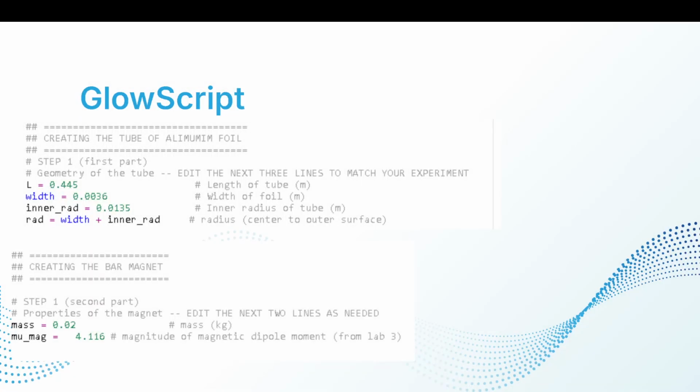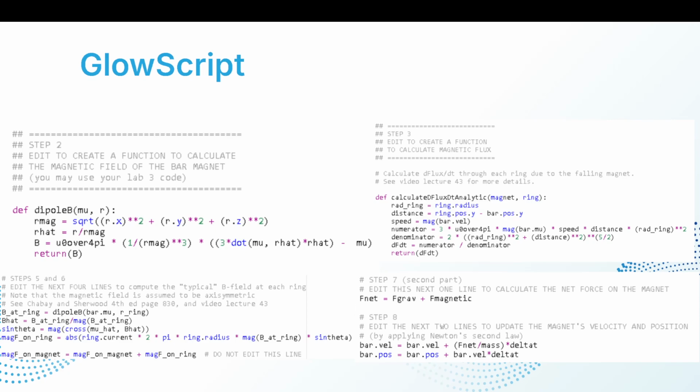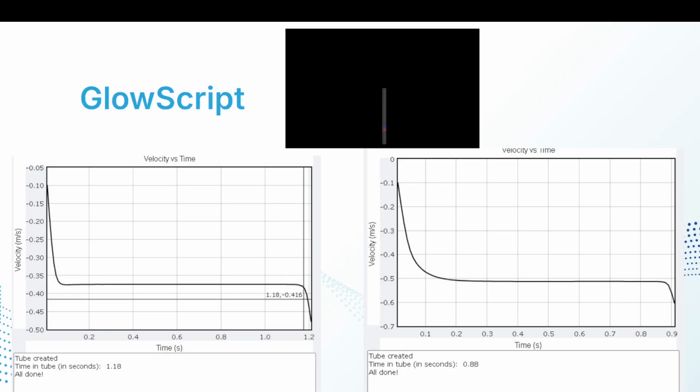It's pretty easy to look at. You're just initializing the magnet and the tube. Then the top left is the function to make the magnetic field, and the top right is the function to calculate the magnetic flux. Then you're simulating the drops, and that makes this. On the left, you can see the graph of the modified magnetic dipole moment of 4.8, and on the right is what we calculated from lab 4. At the top, you can see how the magnet was dropped through the tube.